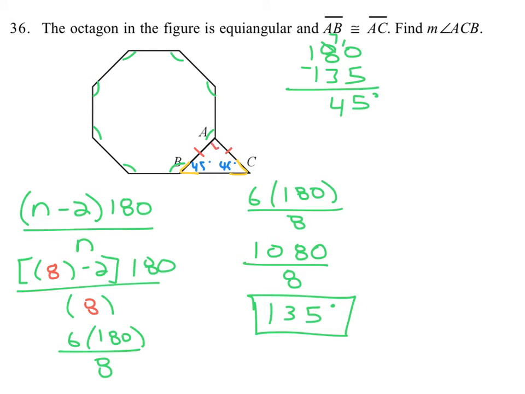What did they want to know? They just wanted to know simply what is the measure of angle ACB, and that's this yellow angle right here, and we know that it is 45 degrees. So our answer is the measure of angle ACB is equal to 45 degrees.